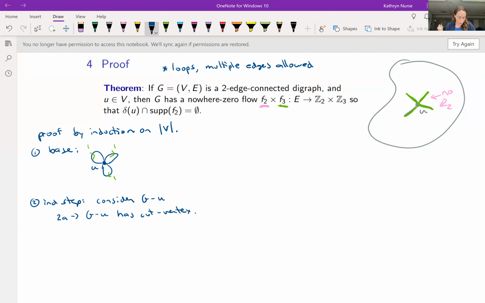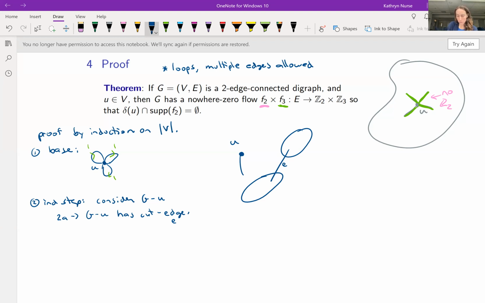Okay, so basically, I've already drawn differently than I planned. So I have this vertex U, and this will be case A. So G delete U has a cut vertex. So that means I can find in the graph without U... I meant to say cut edge. Sorry. Okay, so it has this cut edge E.